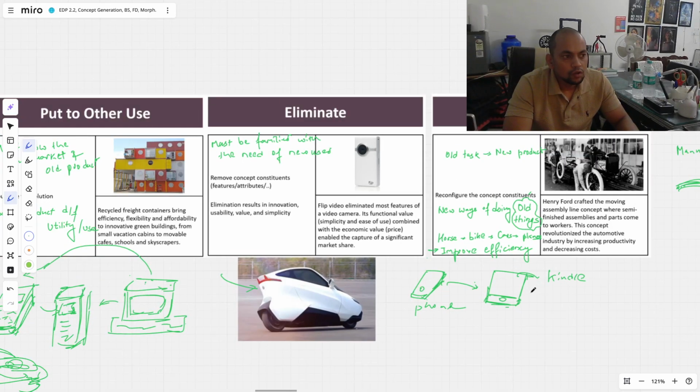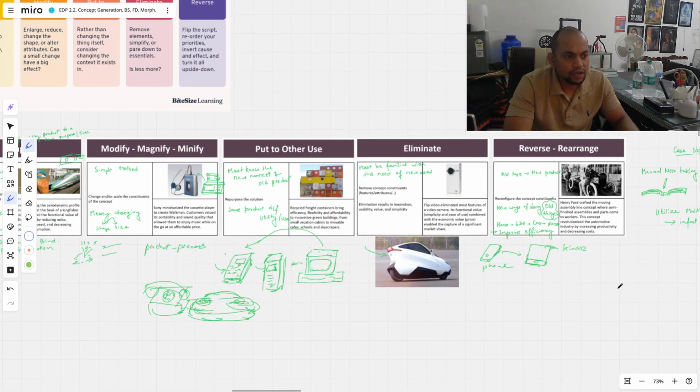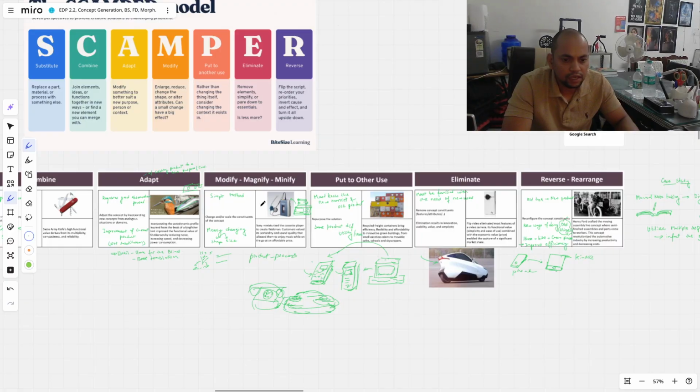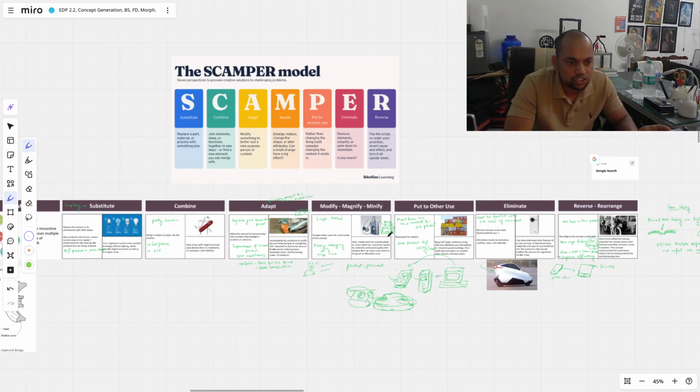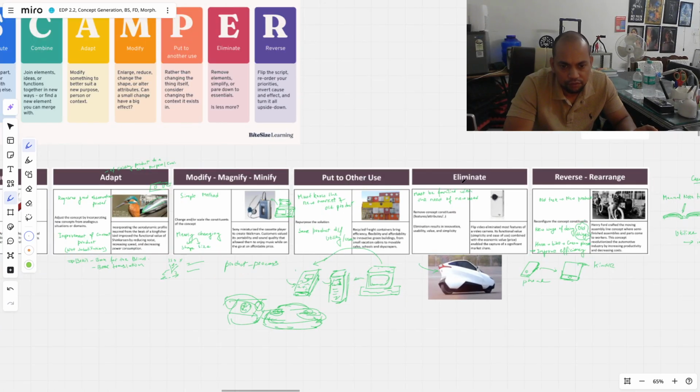So you can say that magnify and minify has been used in this Kindle. The adaptation has already been used, and they have done substitution here, because in a phone or a tablet you can read, but some users do not appreciate that, as these are too distracting, so they have stripped things down. So again, they have used the elimination function.